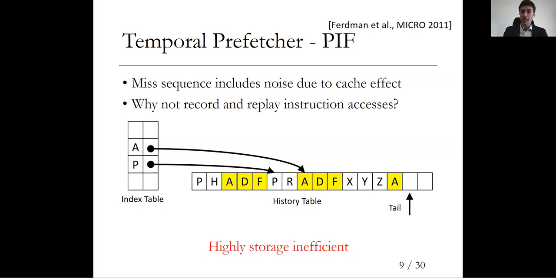As we record the instruction accesses, the storage overhead is significant. The authors in 2011 worked very hard to come up with several types of compaction. They used spatial compaction, they used temporal compaction in order to reduce the storage overhead of this proposal. However, despite all the efforts, the storage overhead of PIF is significant, in the order of 200 kilobytes of storage per core. You may compare that with the size of the L1i cache, which is usually just 32 kilobytes. So the storage overhead is significant, but it offers very good performance.